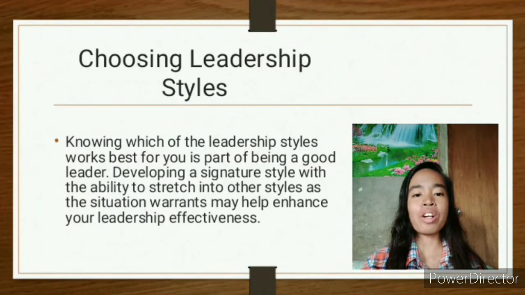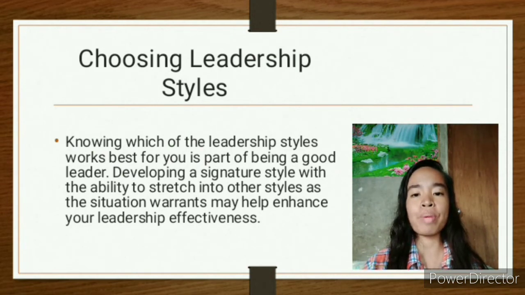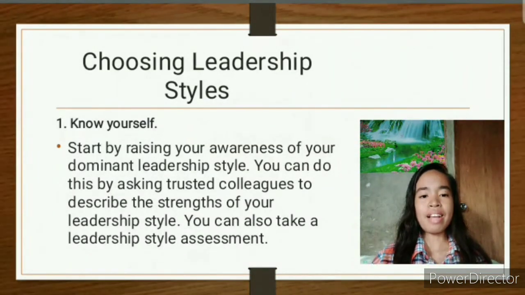Now, after we know the 7 primary leadership styles, let's proceed to choosing a leadership style. Knowing which of the leadership styles works best for you is part of being a good leader. Developing a signature style with the ability to stretch into another style as the situation warrants may help enhance your leadership effectiveness. Number 1, know yourself.